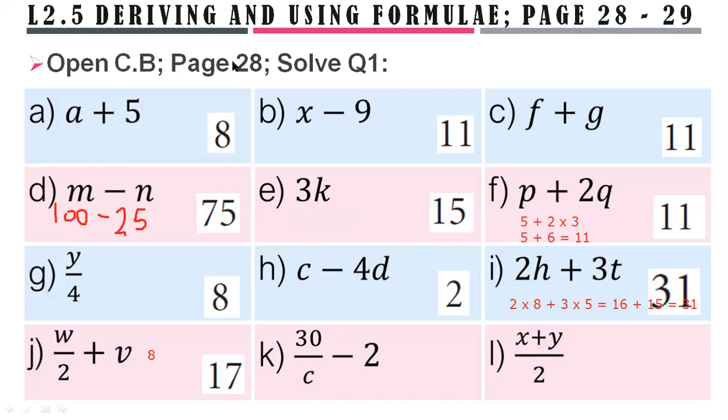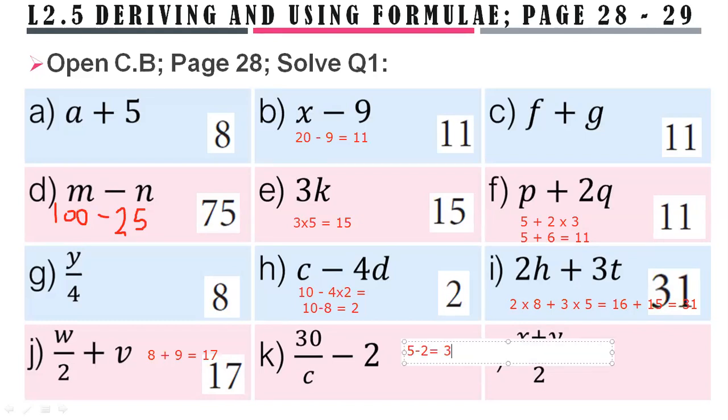Okay. 30 divided by C minus 2 when C equals 6. 30 divided by 6 equals 5 minus 2, which is 3. Yes. Any questions till now? No one? Next, the last one.